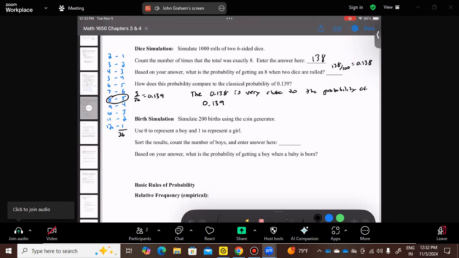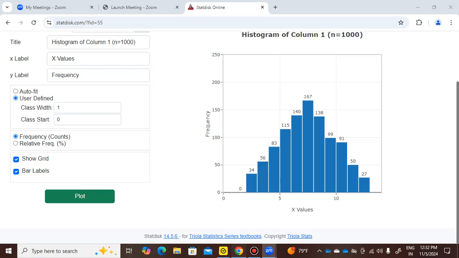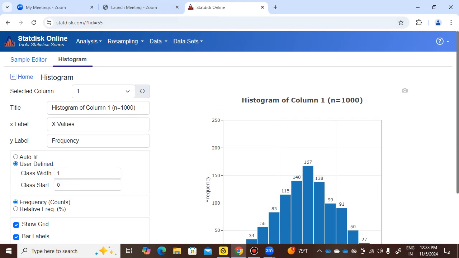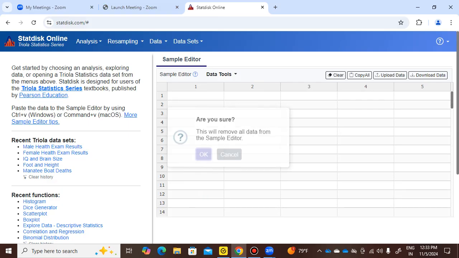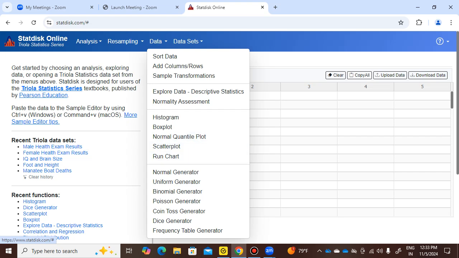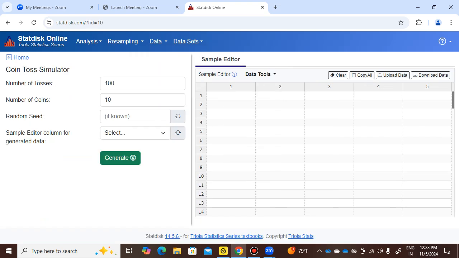We can look at the simulations of 200 births using a coin generator. We're going to have boy be 0 and 1 be a girl. So let's do that. Now, go back to the regular data set. I'm going to clear this and choose coin toss. We're going to do 200 births. We're going to do 1 coin. So you get either 0 for a boy, 1 for a girl. Put that in column 1, generate.